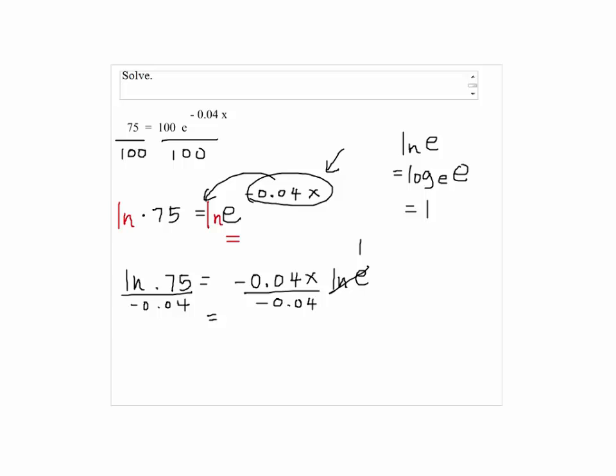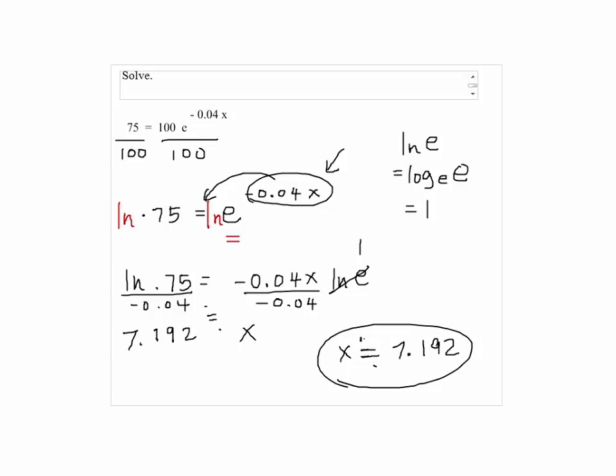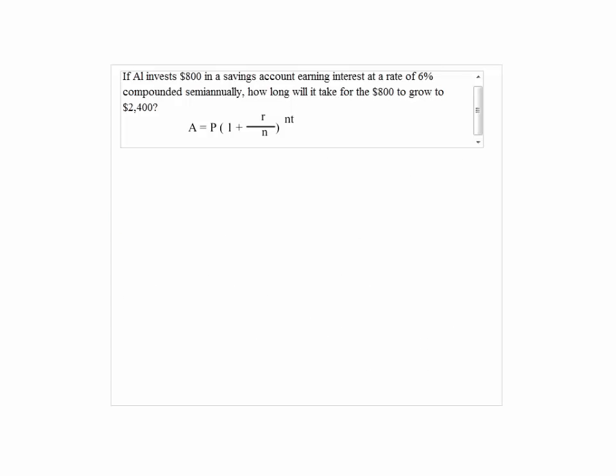So we can bring down the negative 0.04x in front, and we have ln e. However, ln e is the same as log base e of e, so it's just 1. So it disappears. So to find x, you're going to divide both sides by negative 0.04. So we have x equals approximately 7.192. So the x will be 7.192.